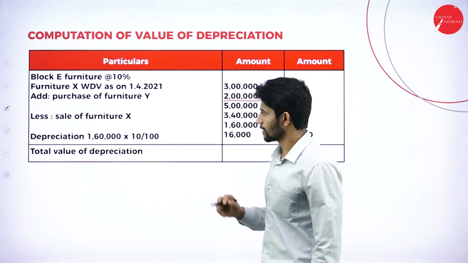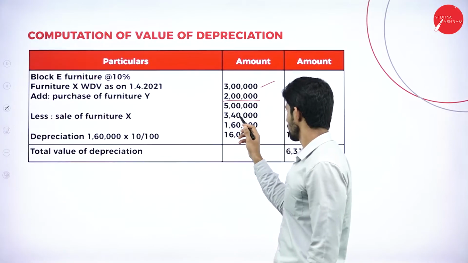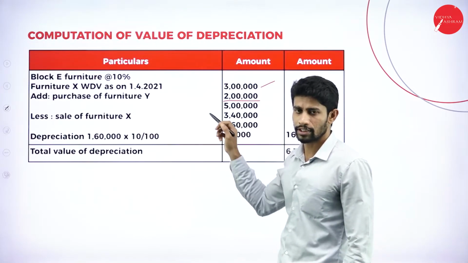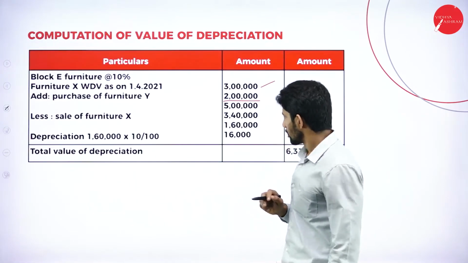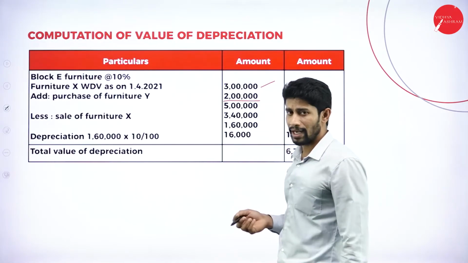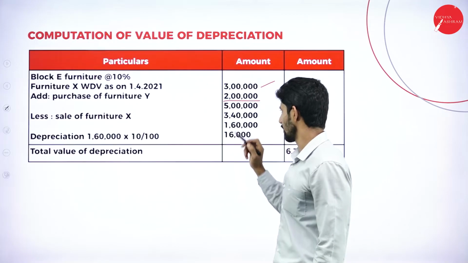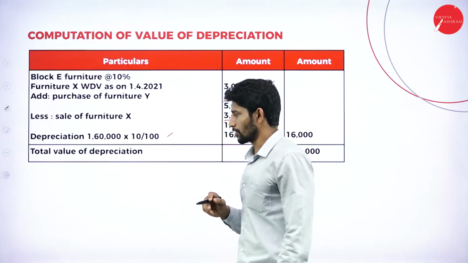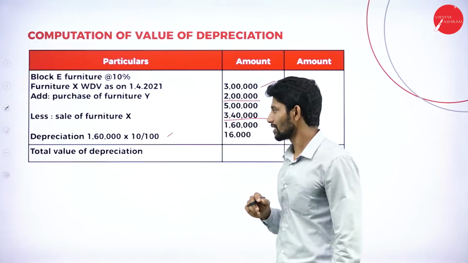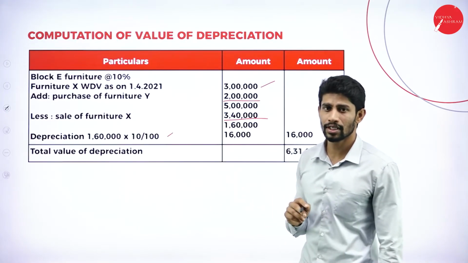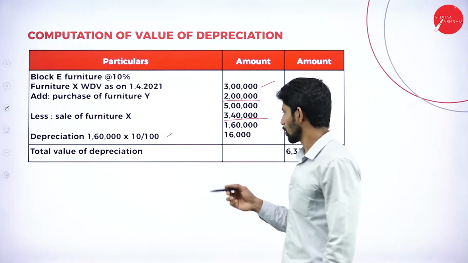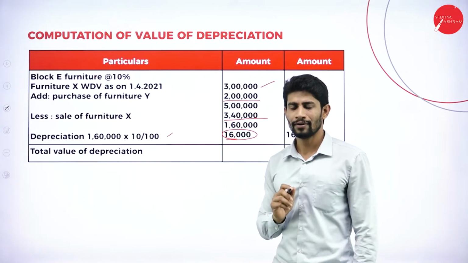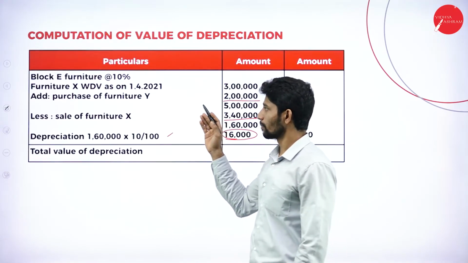So less sale of furniture X, rupees 3,40,000. One furniture is sold, that is furniture X. The value is 3,40,000. So what is the balance you will get? The balance is 1,60,000. So on 1,60,000, compute depreciation value. 1,60,000 into 10%, you will get 16,000. So this 16,000 is the value of depreciation with respect to block E.